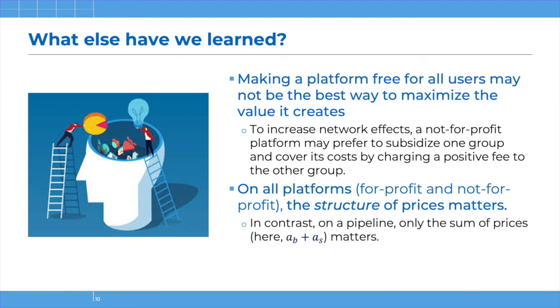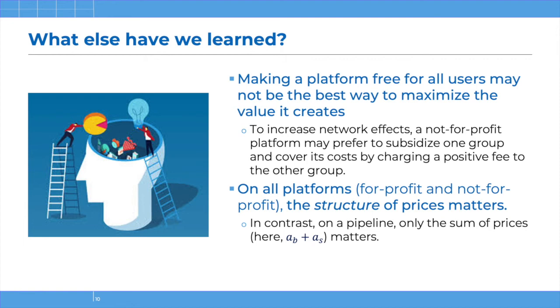Now, another message that can be drawn from this analysis, and which is true for any type of platform, is that it is the structure of prices that matters. It's not just the sum AS plus AB. It's how this sum is split between what is paid by the buyers and what is paid by the sellers. And here we've got a fundamental difference between platforms and pipelines. Think of a firm which is buying goods and reselling them to consumers. Well, there, how this AB and AS is split doesn't make a difference.